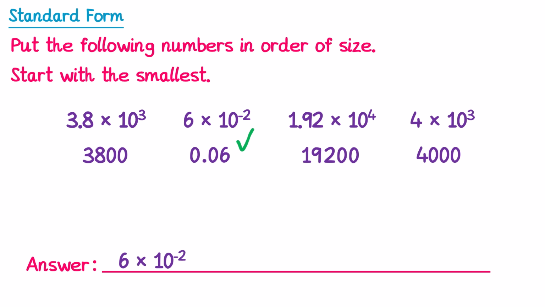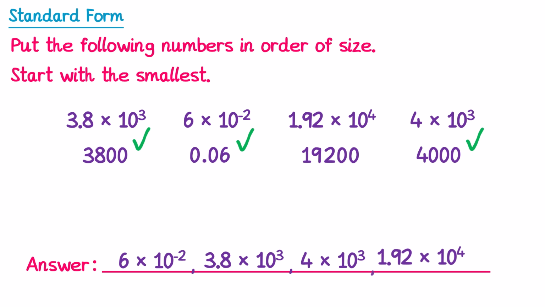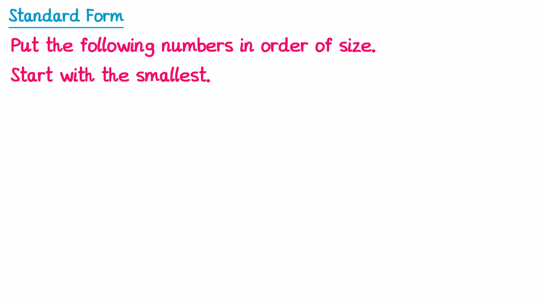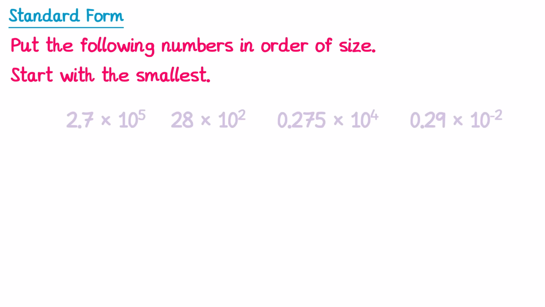So now looking at the remaining 3 numbers, the smallest one is 3,800, which was 3.8 times 10 to the power 3. So let's take that one off. The next one is 4,000, which is 4 times 10 to the power 3. So if we take that one off, the last one must be 19,200, or 1.92 times 10 to the power 4. Let's try a second example of this. So this time we're going to put these numbers in order, starting with the smallest. Now you may notice that some of these numbers are not written in standard form.